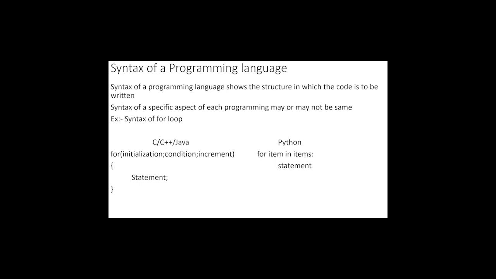Now, syntax of a programming language. Syntax is a common word used in programming. You hear it everywhere. What syntax basically means is it shows you how to write the code. It shows the structure and how you should follow it. If you don't follow it, you'll get an error. The code won't work. I have given two examples of the syntax of a for loop. We'll get to the for loop in future videos. Look at the syntax in C versus in Python. Initialization, condition, and increment is there in C, C++, and Java, whereas in Python it's an item in a list of items, like that.